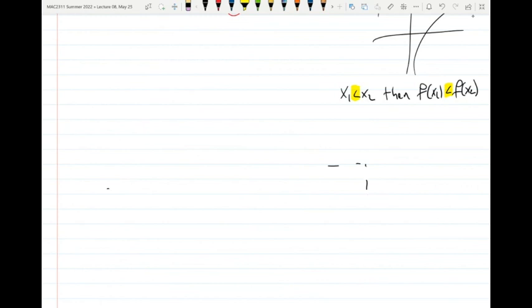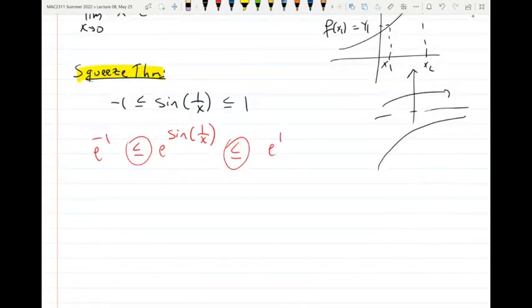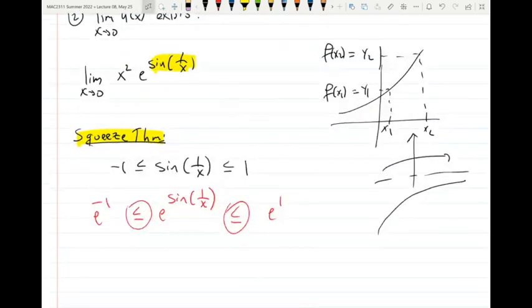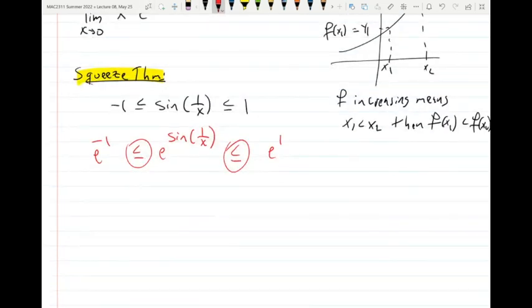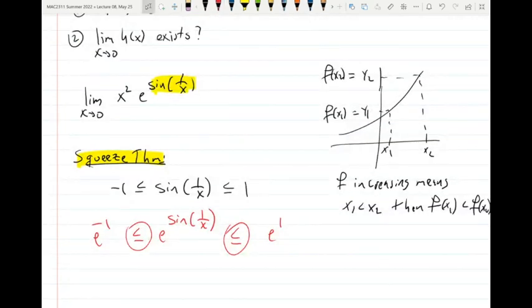Erase this guy. I'm going to do more examples for Friday, so make sure that you watch the video on Friday, because those examples are going to be important for the exam. I was not expecting to spend so much time on this. Basically, let me just write here, f increasing means if x1 is less than x2, then f of x1 is less than f of x2. Okay, that's the definition.